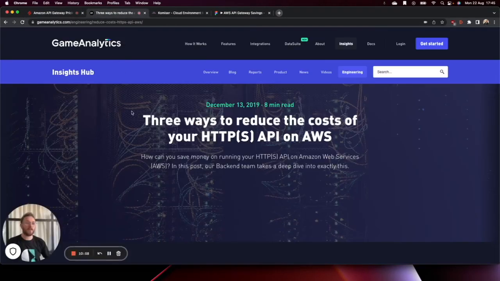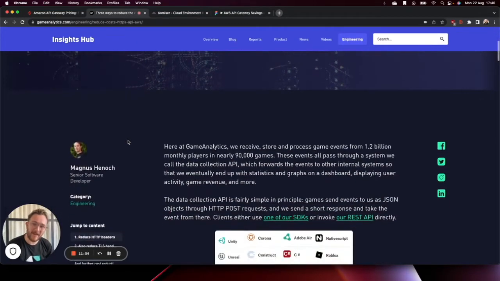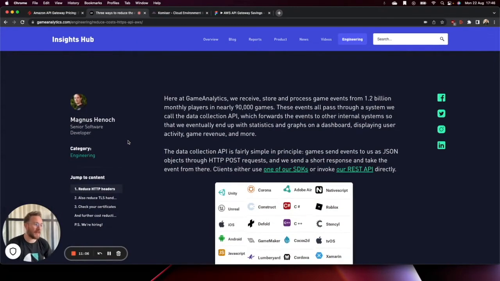So this is an article written by Games Analytics, and it's a games company that has a games events API that serves around 1.2 billion monthly players and nearly 90,000 games. So the amount of monthly requests is absolutely astronomical.